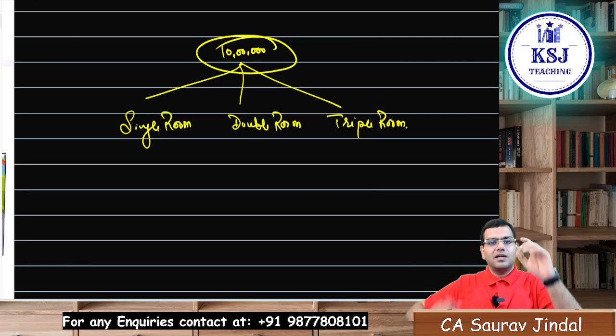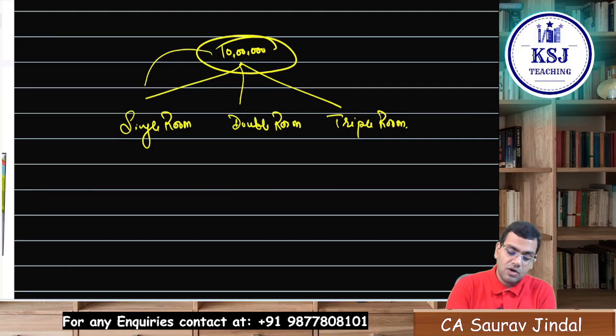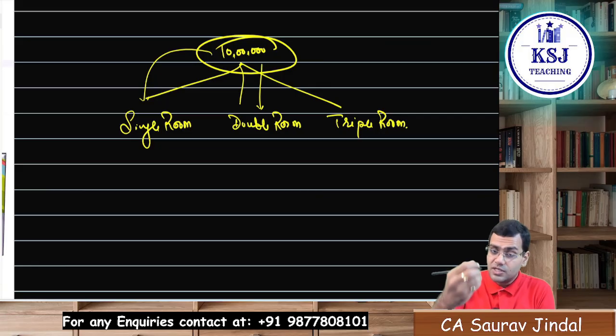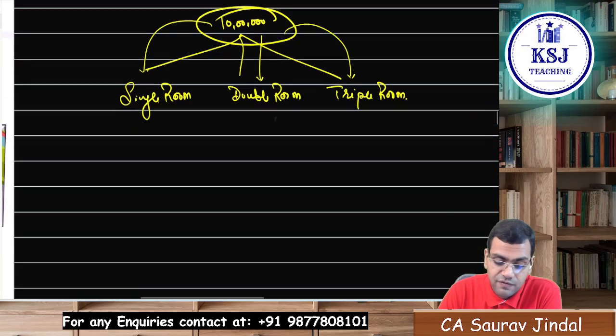For a single room you will charge a different rent, for a double room a different rent, and for a triple room a different rent. If you are going to charge different rents, then you must know that out of this 10 lakh, how much of the cost is attributable to a single room, how much to a double room, and how much to a triple room. But how to do that? For that, it says equivalent number of rooms to be calculated.